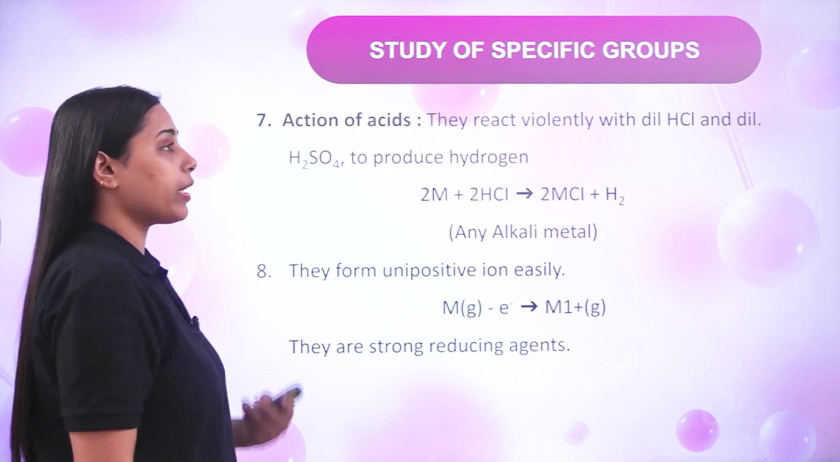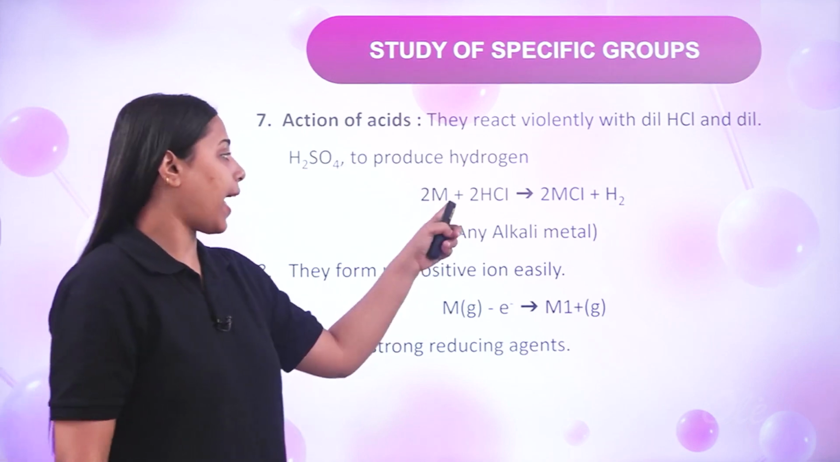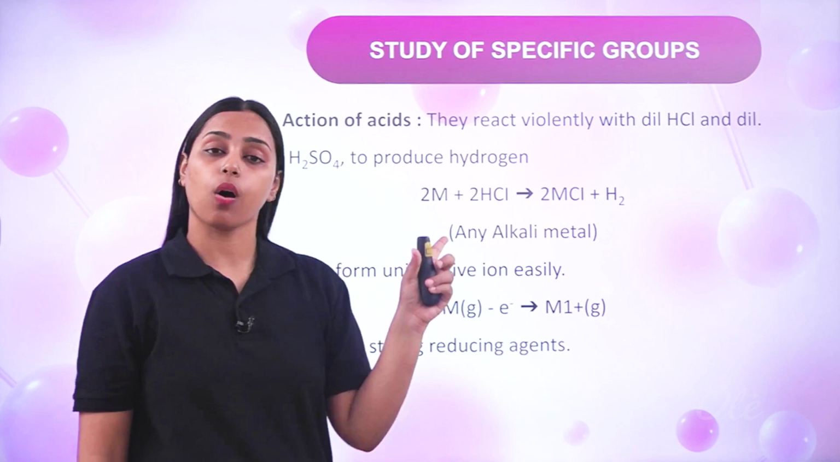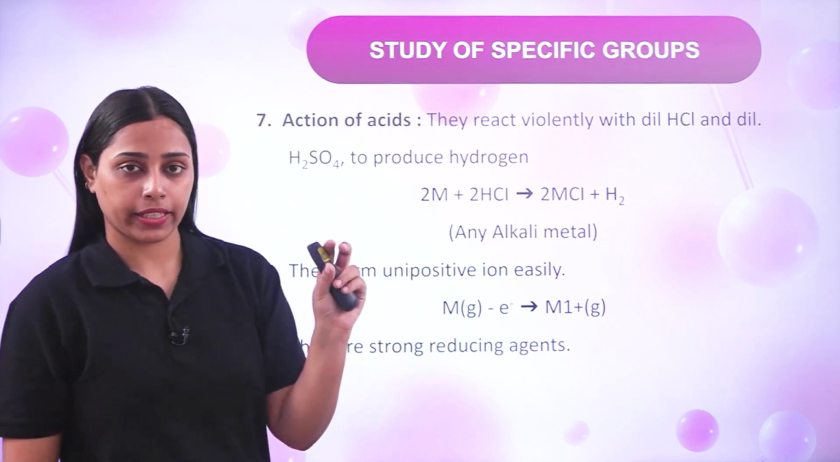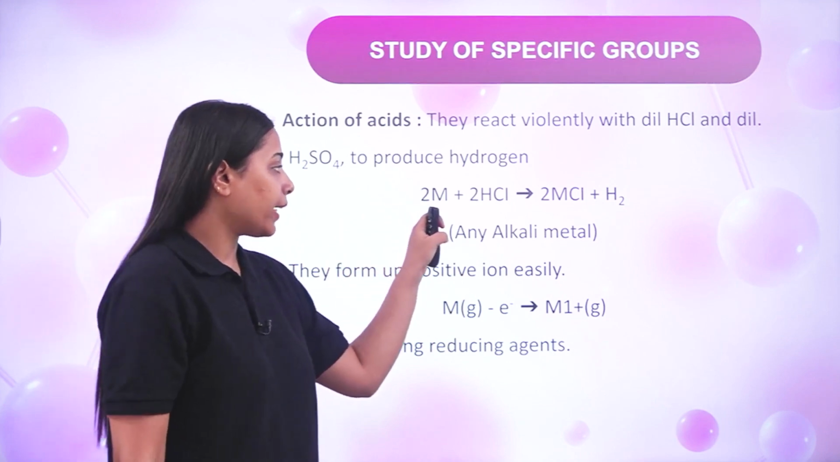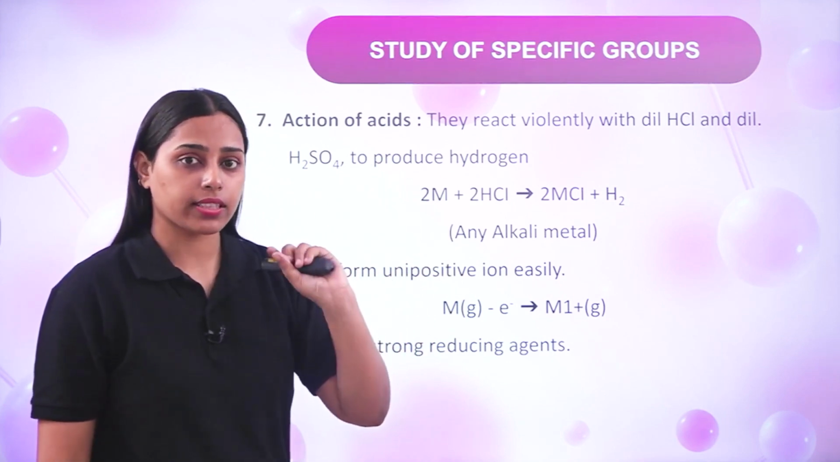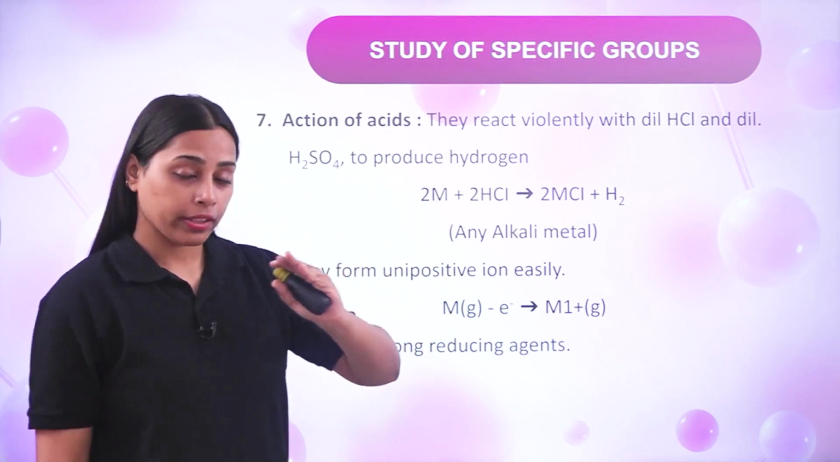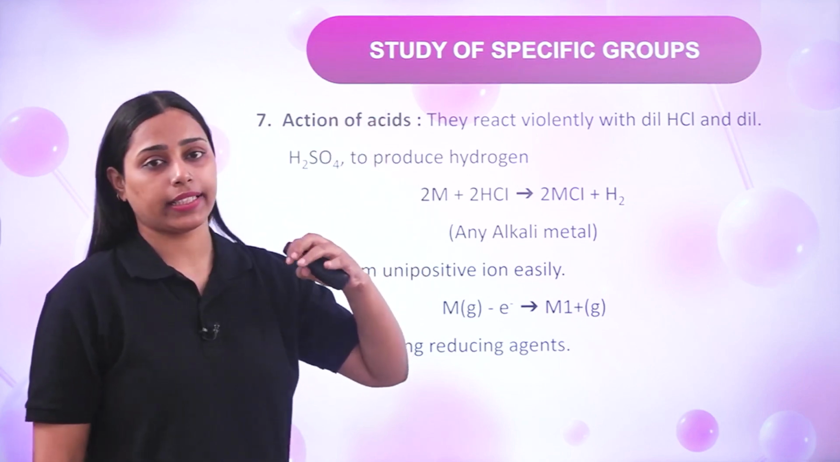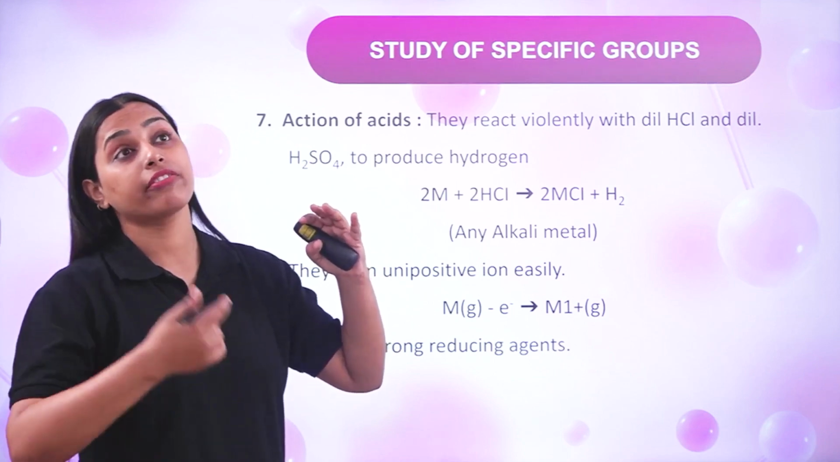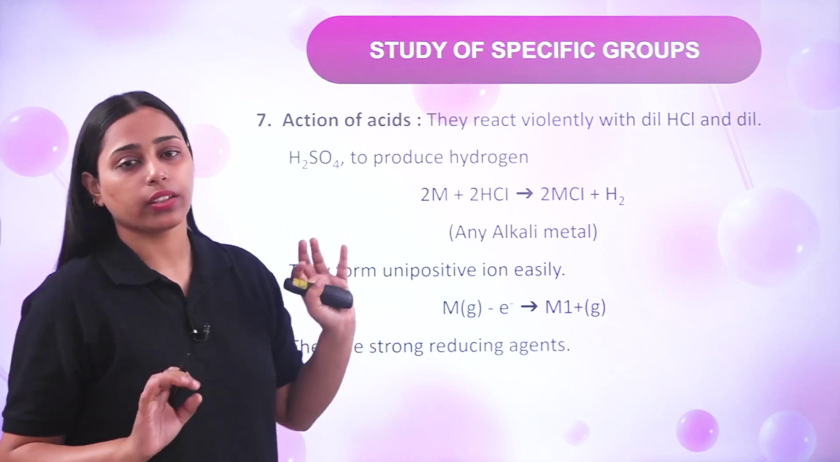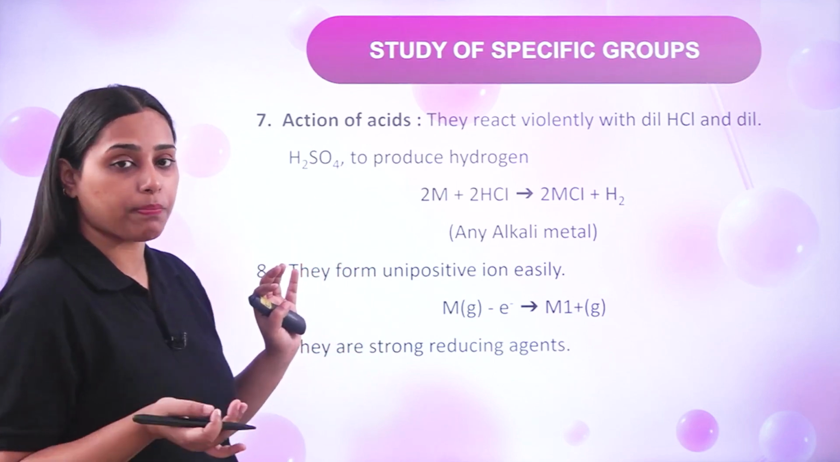Action of acids, when a metal of group 1 reacts with an acid, it forms respective salt and hydrogen gas is liberated. These you need to remember very well, that alkali metals, there is a reactivity series of elements, in which alkali metals are present at the top and hydrogen is placed in between somewhere after your zinc, iron and all that, and it is above copper.